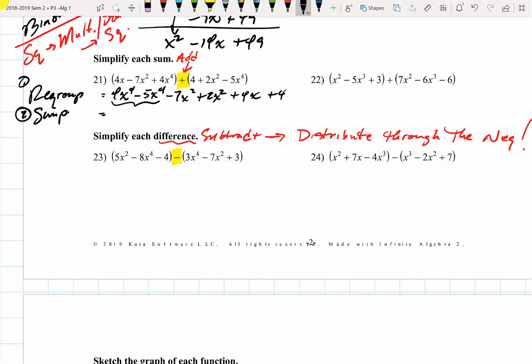So step two, simplify. 4 minus 5 is a negative 1, so negative 1x to the fourth. This group here, a minus 7 plus 2 is a 2 minus 7, or a negative 5, x squared. Notice that the degrees don't change. All right, plus 4x plus 4.